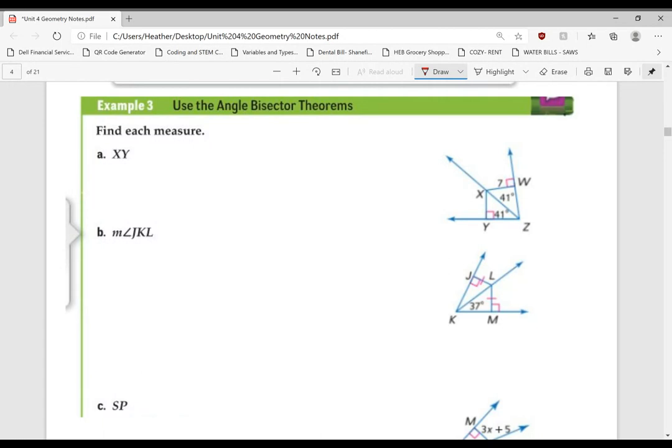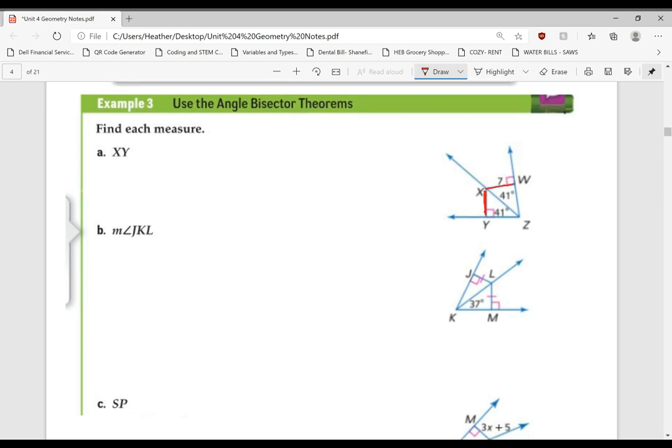So let's look at example 3. It wants us to find each of the measures. In order to find measure XY, we know that XY, which is right here, is equal to XW by that theorem. Since XW is 7, that means XY is 7. So that one was easy enough.